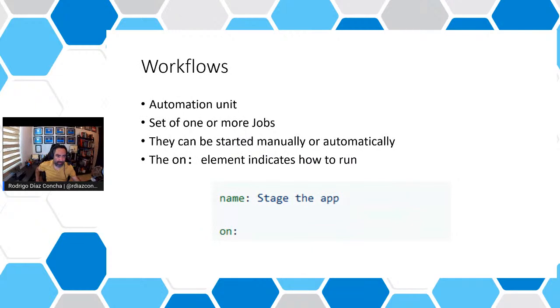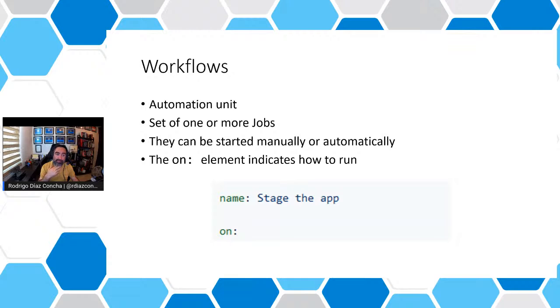So for instance, workflows are the automation unit. They have one or more jobs, and they can be started manually or automatically. And most of the time, we want them to run automatically as the result of some trigger, some external event that happened, okay? Generally speaking, you want to do that every time you check in your code, but of course, you can configure that to use any kind of trigger you want.